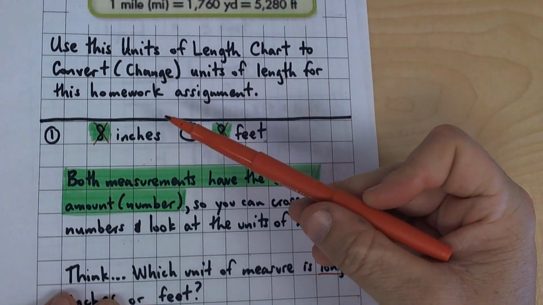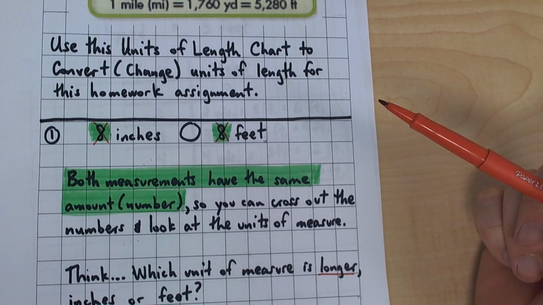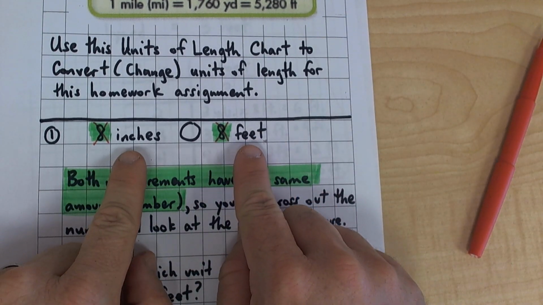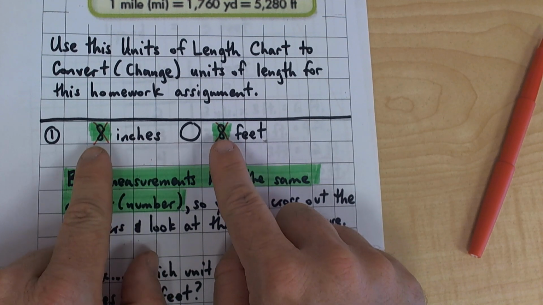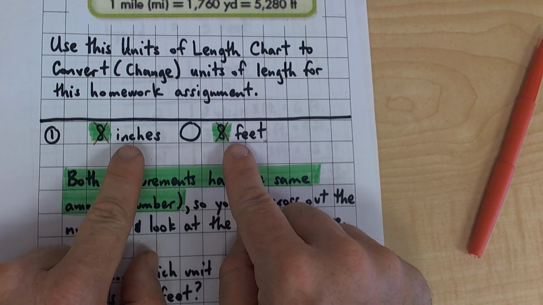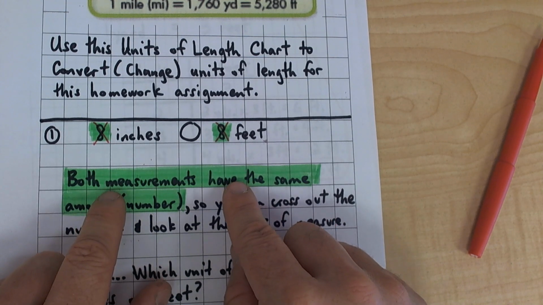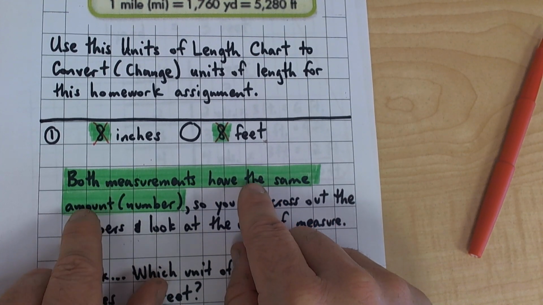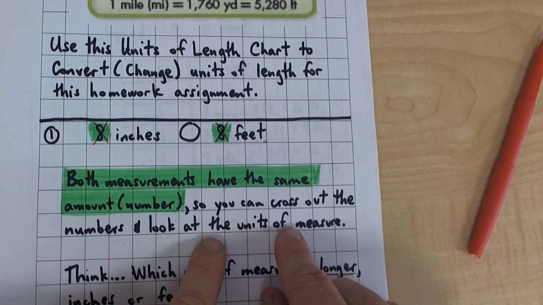So for our first problem tonight, we have 8 inches is what compared to 8 feet? So we know we are comparing inches and feet. So the second thing that we're going to look at is the numbers. Now, because both of the amounts of the unit of measure are the same, this is a special kind of problem. Like the note says here, both measurements have the same amount or number. So you can cross out the numbers and look at the units of measure.